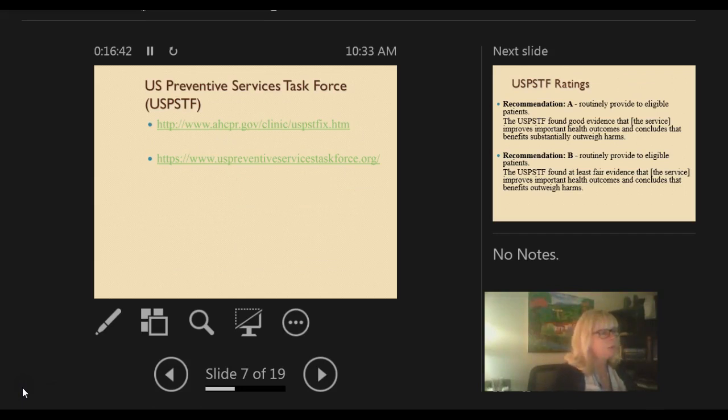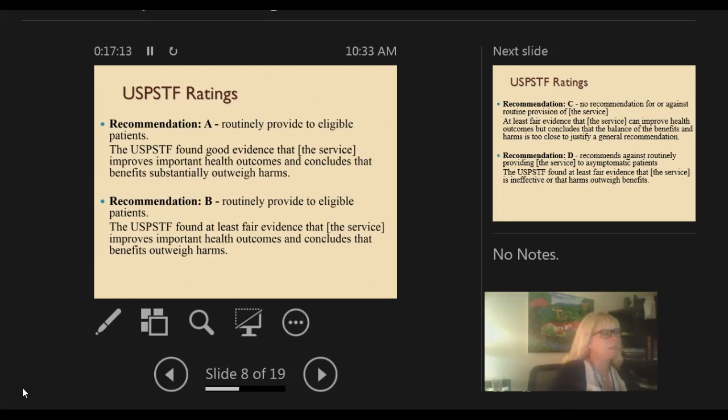So there's two ways to get to it, the two links, but I do want to go over a couple things first, and then I'll go back to this slide to the United States Preventative Task Force.org. The other one above it is the AHRQ, and that's just another way that you can get to the guidelines. In that site, they have the National Guidelines Clearinghouse, so you can basically find any guideline in there. But I want to go straight to the site. But I want to show you exactly what ratings are.